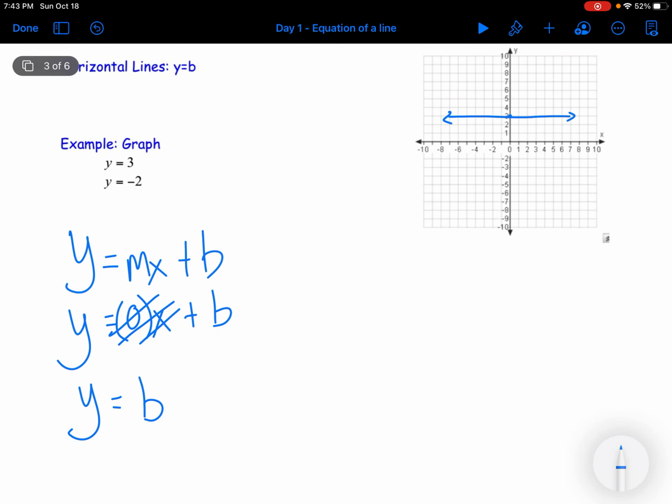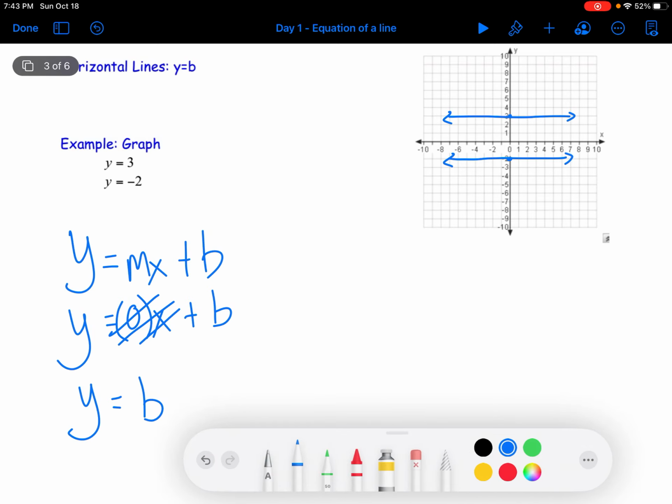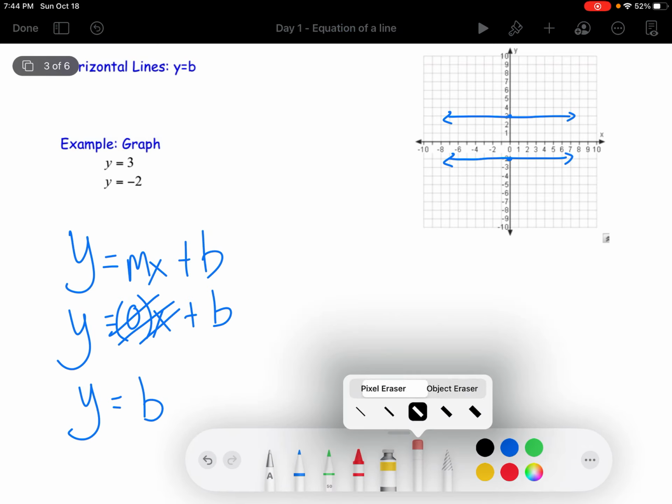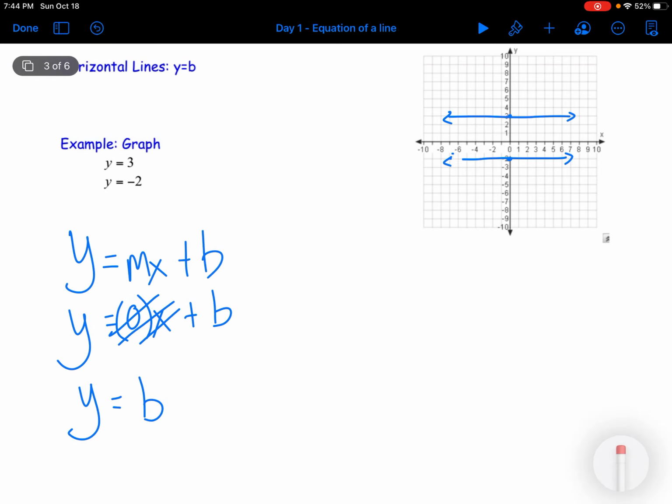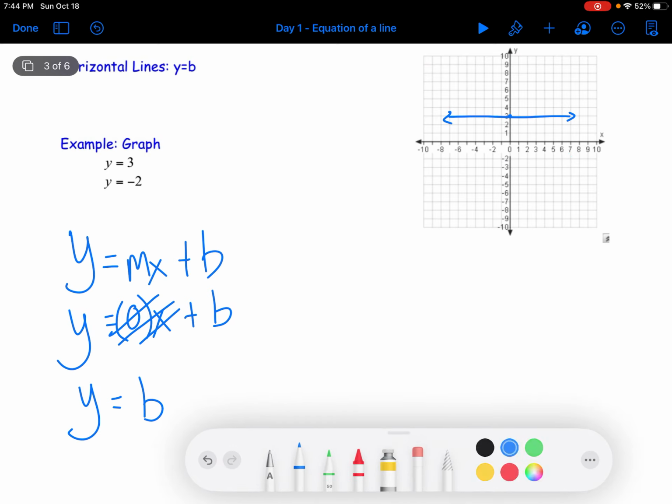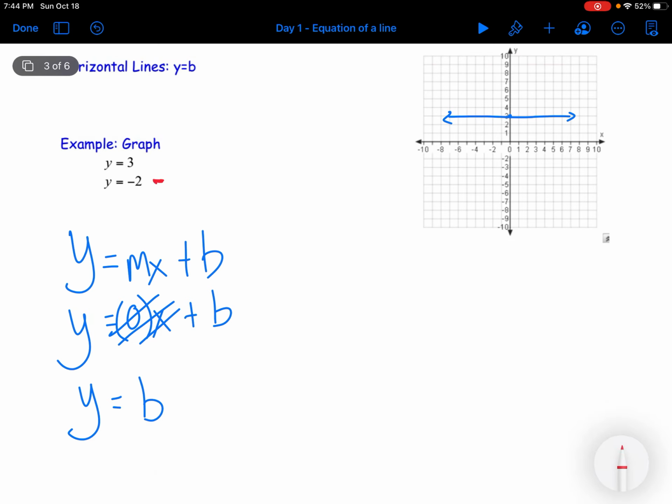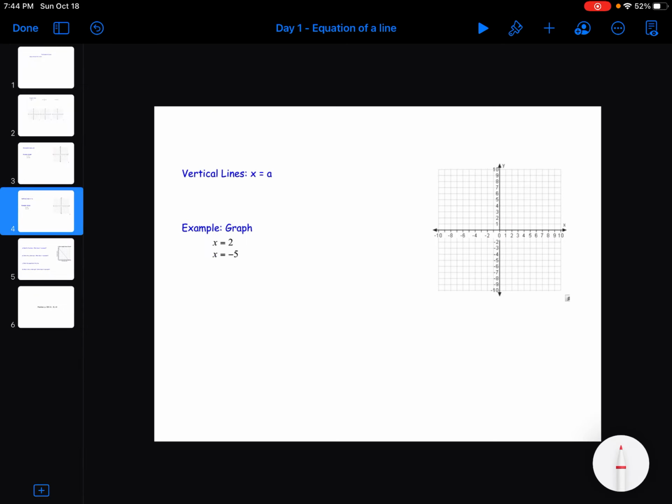Okay, now we can look at the second one. We've got -2, same thing, and it's right there. What we'll do is make the second one a different color. We'll make it red. So this one is red. There we go.